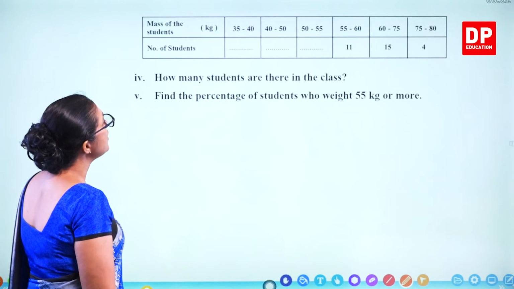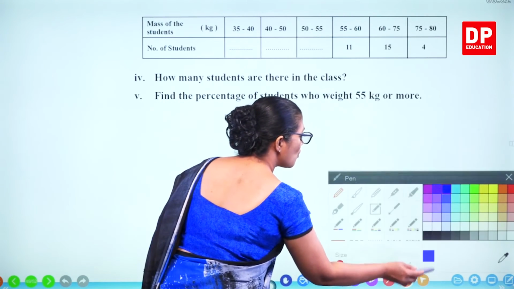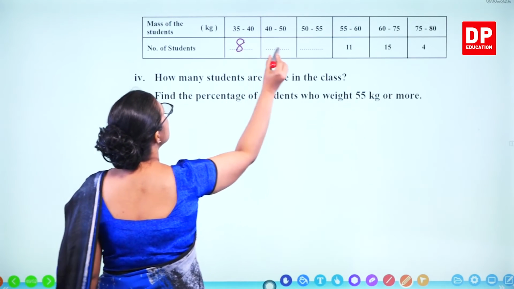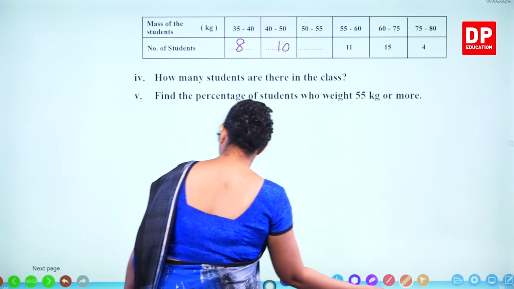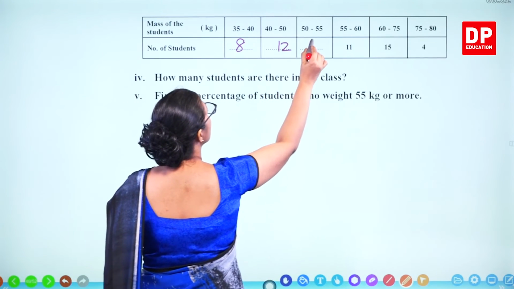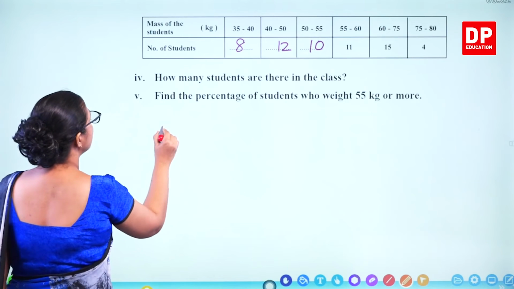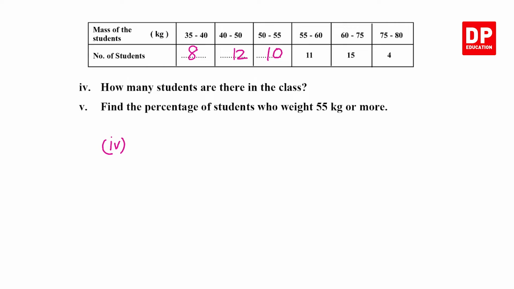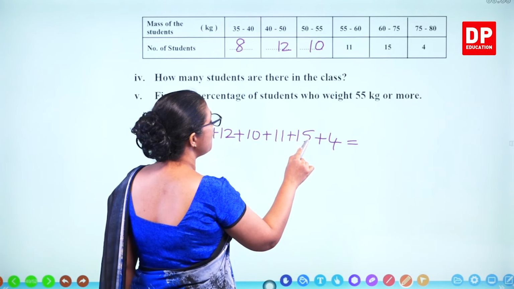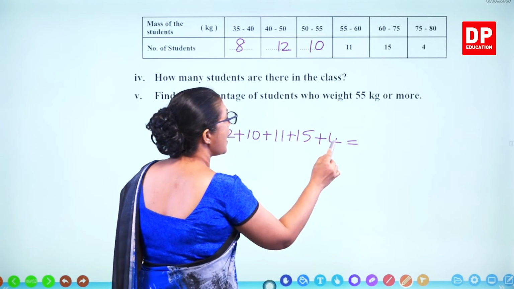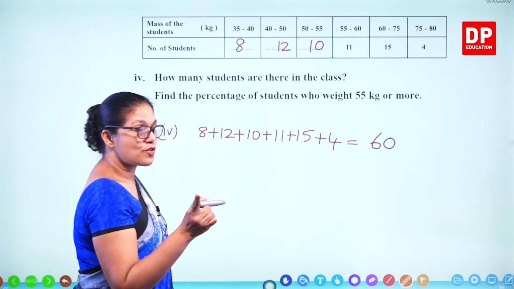And the last one, how many students are there in the class? So we know this is 8, 12 and 10. Now how many students are there? You can add it. 8 plus 12 plus 10 plus 11 plus 15 plus 4. So what's the total? 8 plus 12, 20, 30, 40, 50, 56 and 60. So altogether 60 students are there.